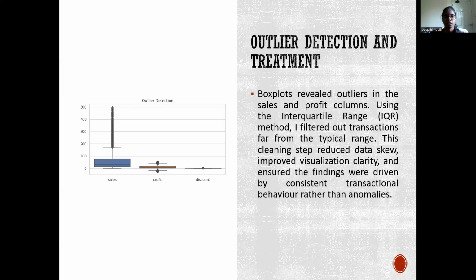And coming to the next slide, that is outlier detection and treatment. This slide explains how I handle unusually high or low values in the dataset. Outliers were detected in the sales and profit columns using the box plot and the interquartile method. These extreme values could distort averages and visual interpretation, so I carefully filtered them out. By removing them, I ensure the visuals represent the true patterns in the data, not rare exceptions. It helped me make comparisons more reliable across product categories and regions.